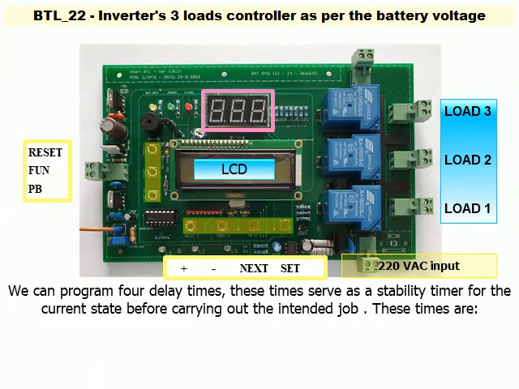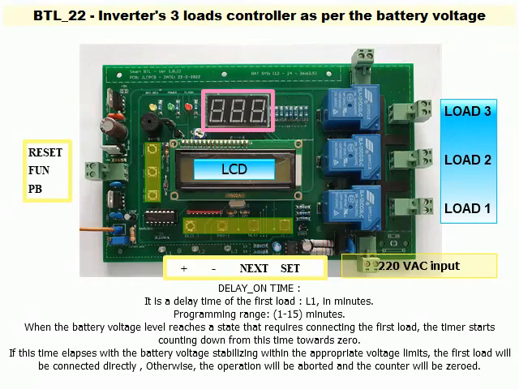These times are: Delay on time. It is a delay time of the first load, L1, in minutes. Programming range, 1 to 15 minutes. When the battery voltage level reaches a state that requires connecting the first load, the timer starts counting down from this time towards 0. If this time elapses with the battery voltage stabilizing within the appropriate voltage limits, the first load will be connected directly, otherwise, the operation will be aborted and the counter will be zeroed.